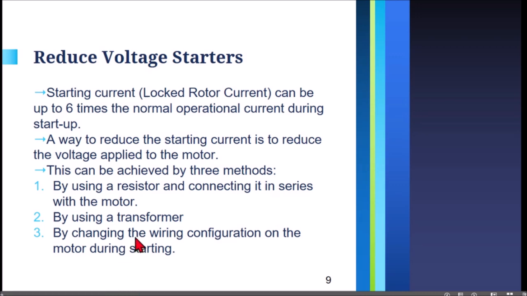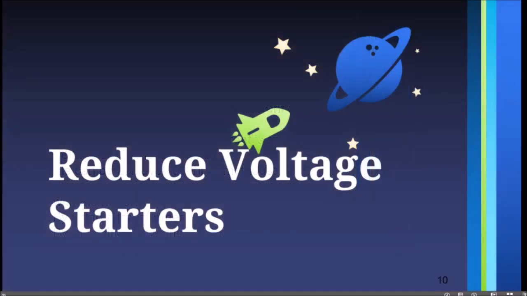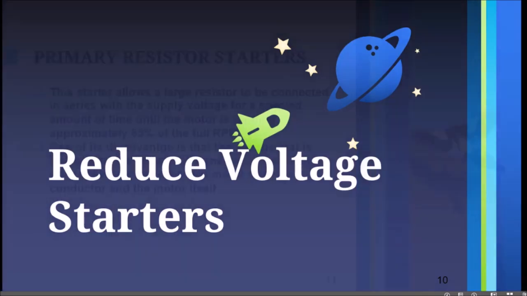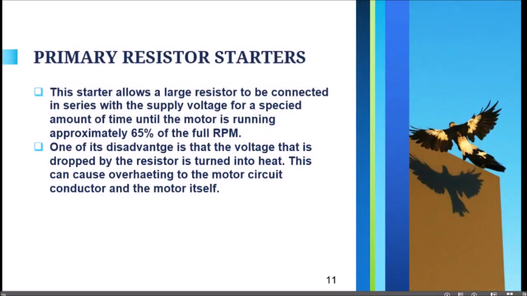The first method, using a resistor, is called the primary resistor starting. The second, using a transformer, is the auto transformer starting. The third, by changing the wiring configuration, is the Y delta starting. So we have here the reduced voltage starters, and we will discuss individually those 3 types. First we have primary resistor starters.